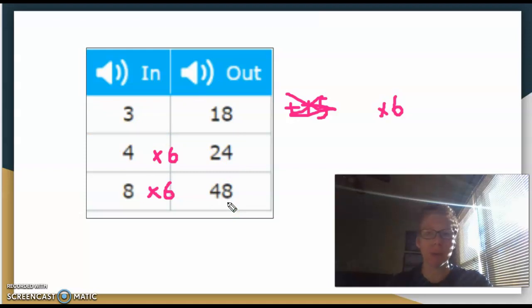So remember, when you are trying to find the rule of an input-output table, ask yourself first, are the numbers getting larger or smaller? If they're getting larger, you're either adding or multiplying. If they are getting smaller, you're either subtracting or dividing. And feel free to rewatch this video in case you are unsure of how to find the rule of an input-output table.